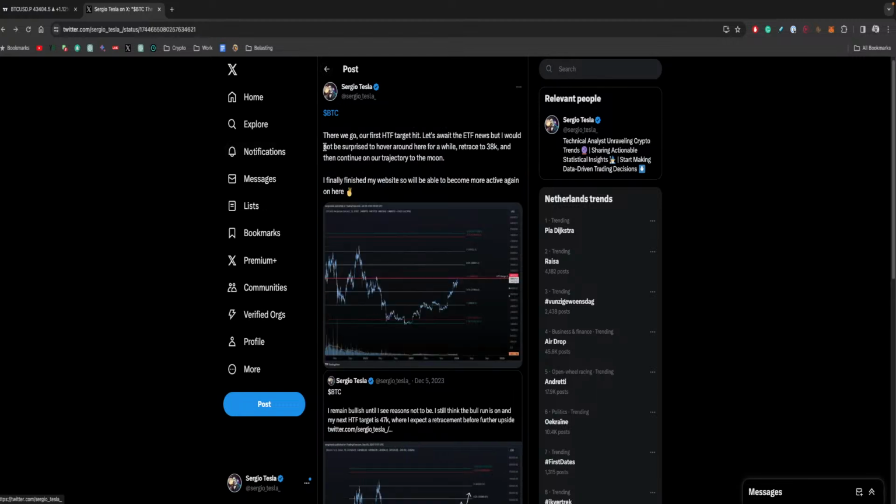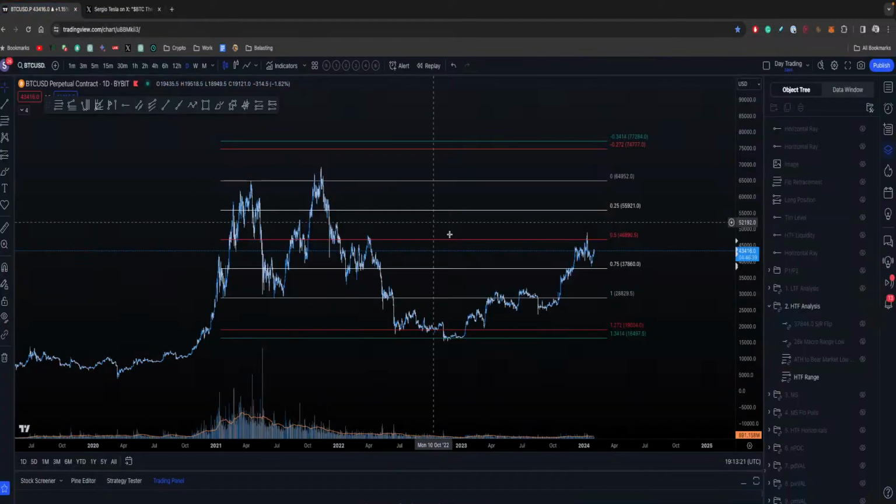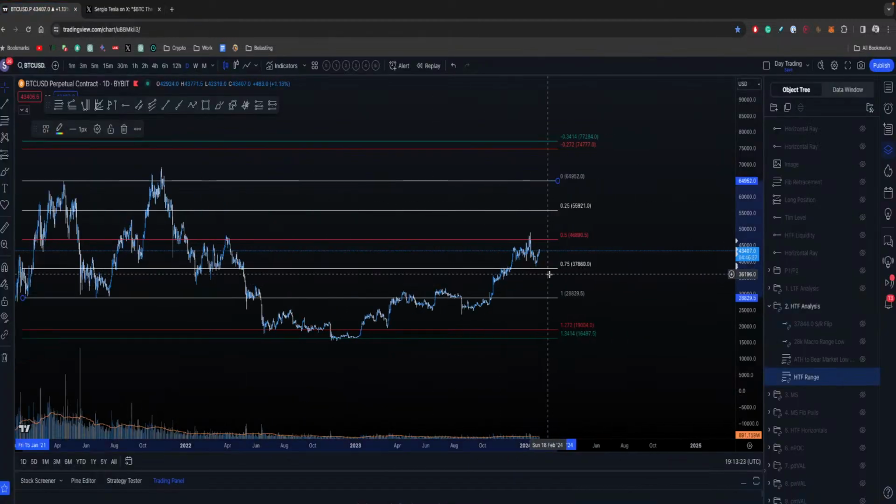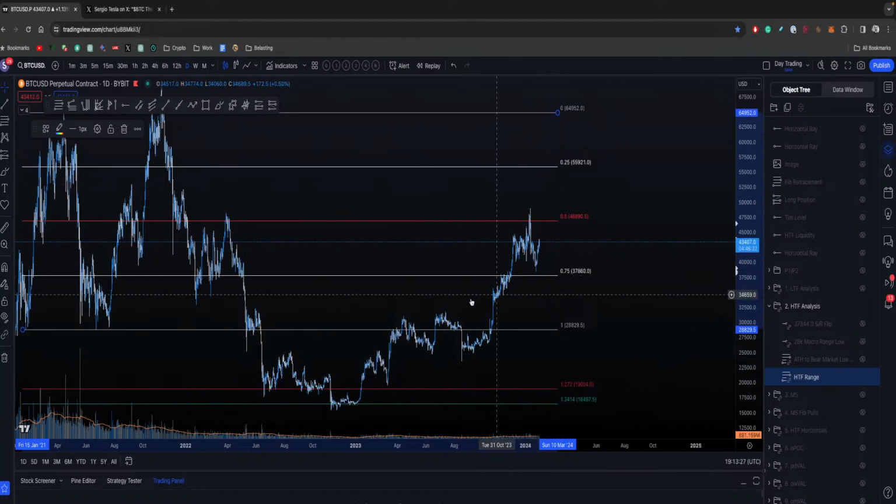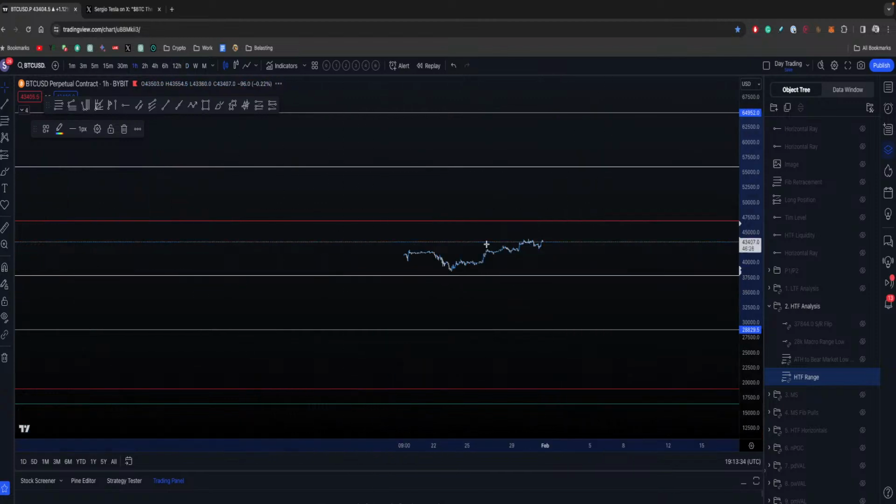So at the time that happened, what I was saying is there we go, our first high time frame target hit. Let's wait for ETF news, but I would not be surprised to hover around here for a while, retrace to 38K, and then continue our trajectory to the moon. My target was 38K mostly because we had a lot of confluence there. One of the main reasons was that it was a 0.75 here, and then we had some high time frame SR flip levels, and so on.